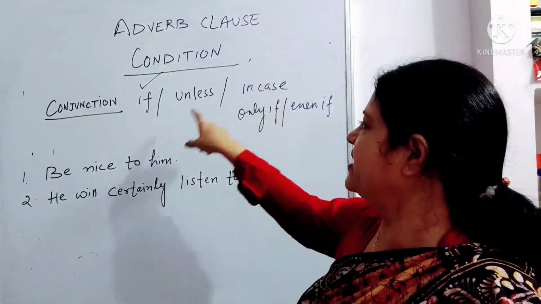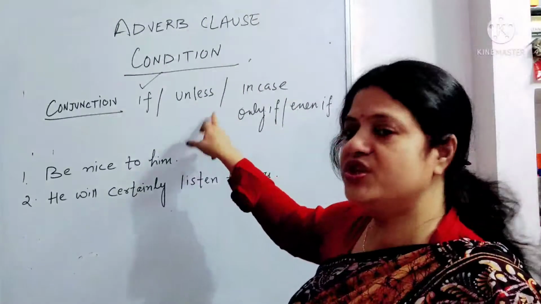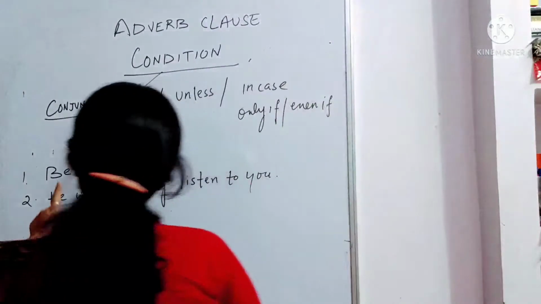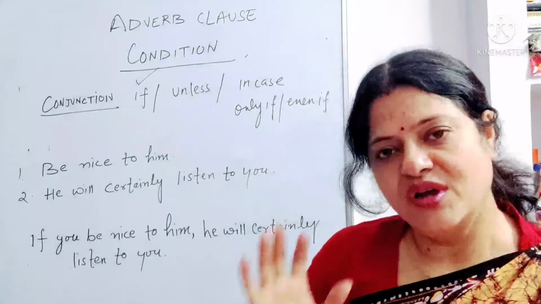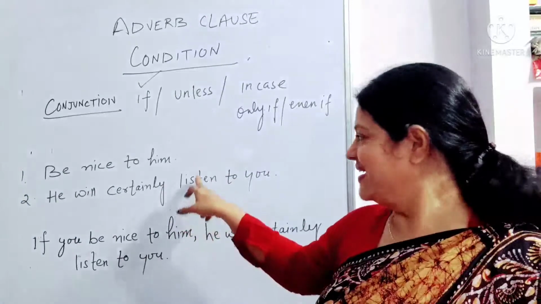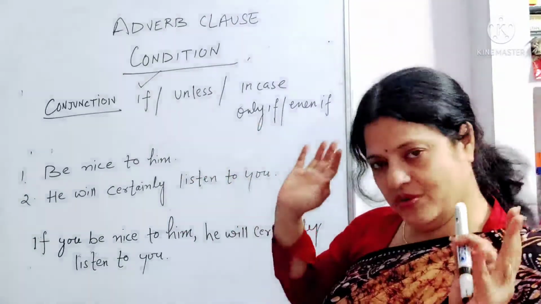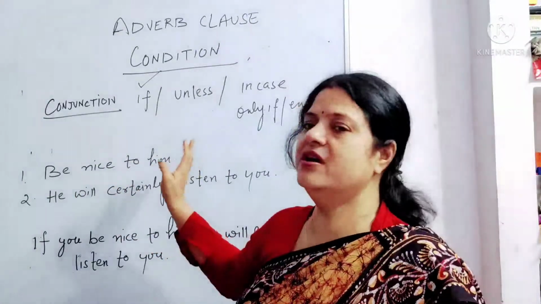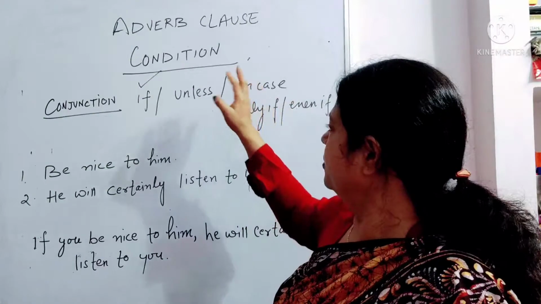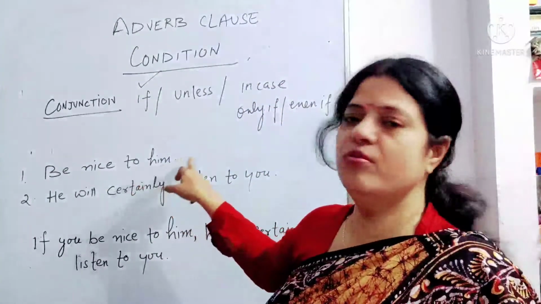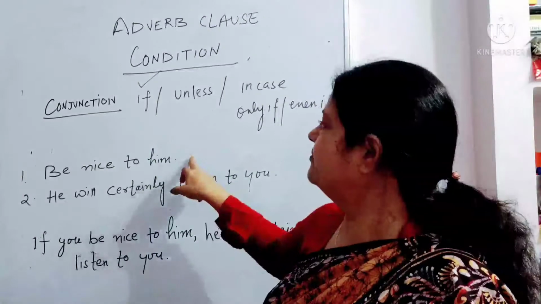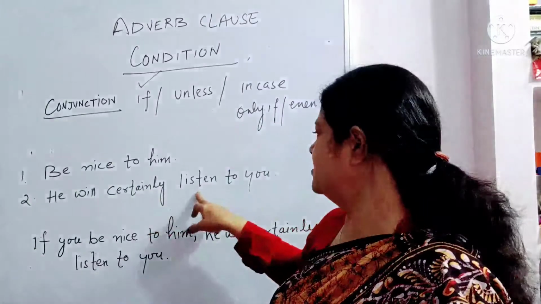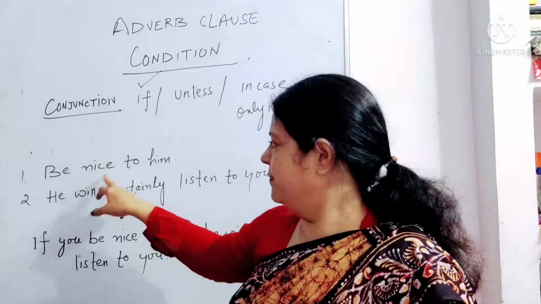So what we'll do is take any of these conjunctions and put it in front of this first sentence. So after connecting these two sentences, if I put this conjunction in front of the sentence which is showing condition, it will become an adverb clause of condition. Now it is no more a sentence. It will become an adverb clause of condition, and this is the principal clause. He will certainly listen to you if you be nice to him.